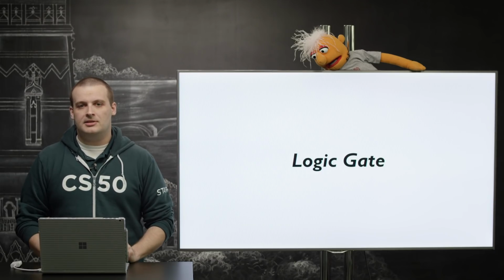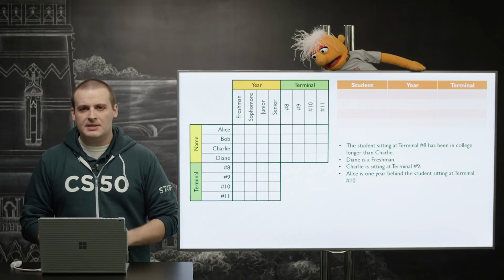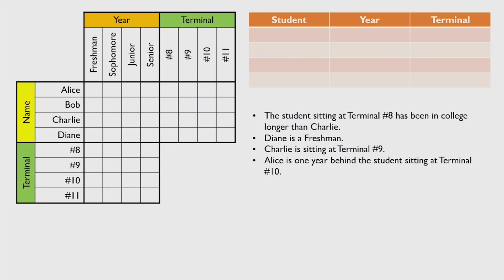So let's take a look at the puzzle Logic Gate. In this puzzle, you're presented with a grid and a set of rules. Basically, your objective is to figure out which student is of which year and which student is seated at which terminal. You can figure all this information out just from these 4 sentences here.